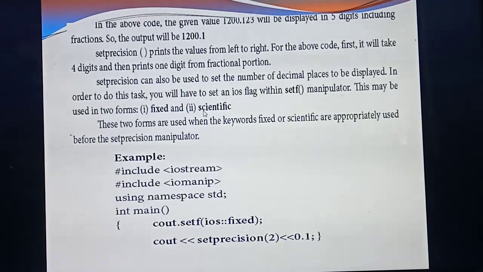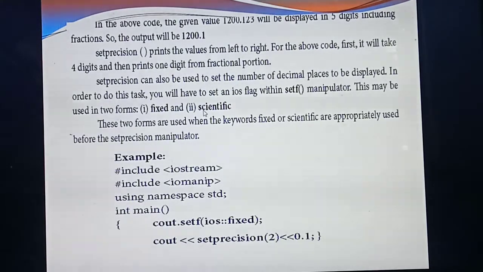Understood? So first, what's the meaning of set precision? It will display the number of digits you have given inside set precision. Based on that it will display the number of digits. Set precision can also be used to display the decimal point, that means after the decimal point how many digits need to be displayed. That also you can set by using which manipulator? The setiosflags manipulator. Understood? So this manipulator can be used along with two forms. What are they? Along with the ios flag, you should use two forms, the fixed form as well as the scientific form.